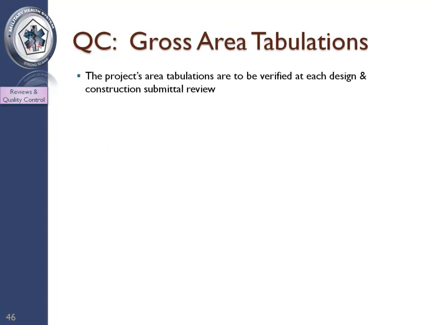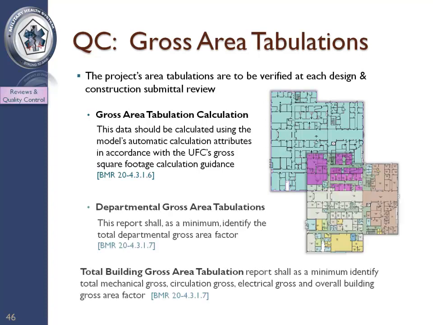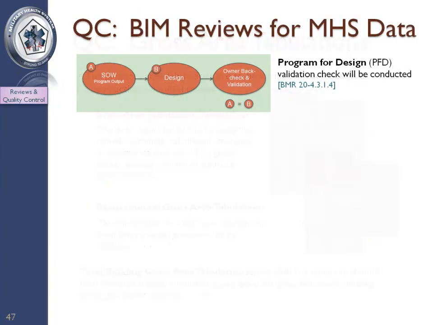During project development, it is critical that the project team align the design with the program's total area requirements. Gross area tabulations should be calculated using the BIM application's automatic calculation attributes in accordance with the UFC's gross square footage calculation guidance. Gross area and departmental gross area tabulations are required deliverables at all project submittal stages. Net area tabulations must be calculated using the BIM's automatic net area features and shall be in accordance with the UFC.